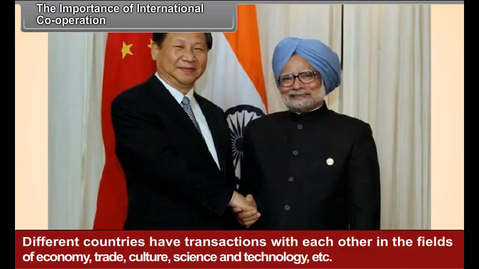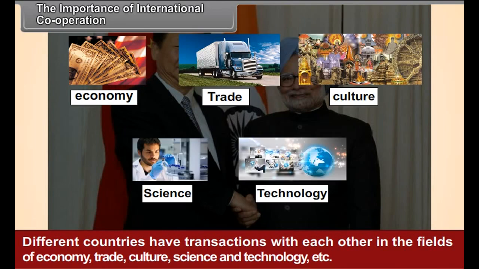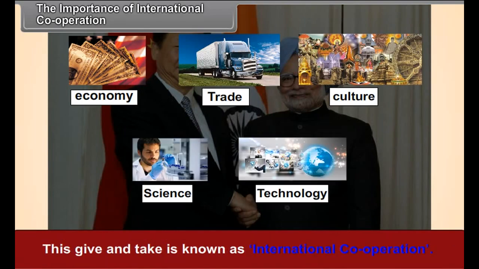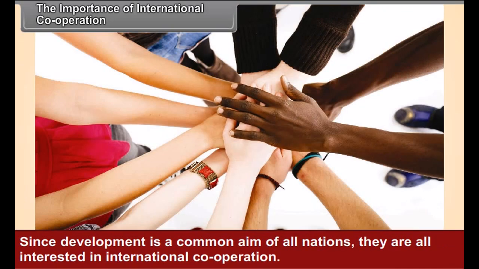The importance of international cooperation. Different countries have transactions with each other in the fields of economy, trade, culture, science and technology, etc. This give and take is known as international cooperation. The aim of this give and take is to help each other and also to carry out one's own development. Since development is a common aim of all nations, they are all interested in international cooperation.